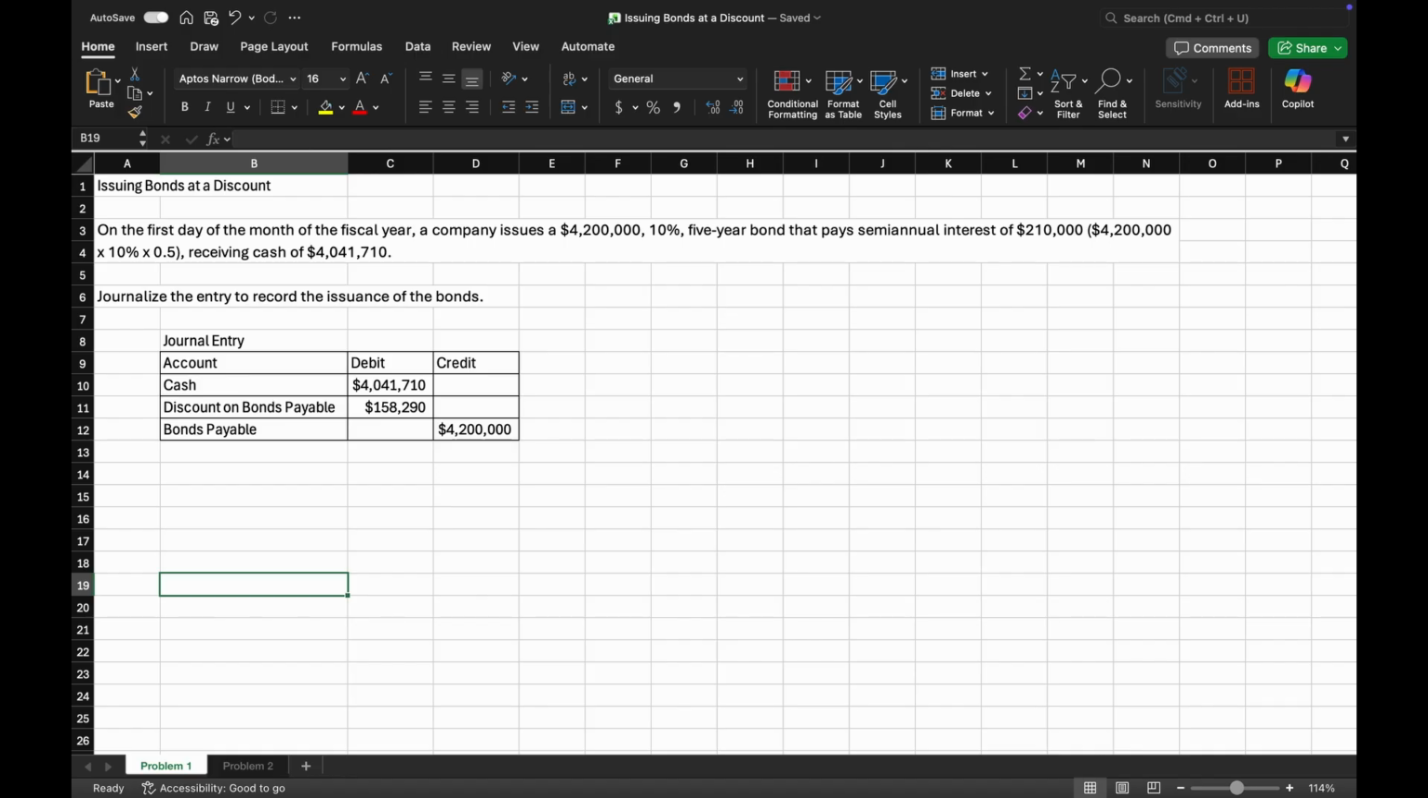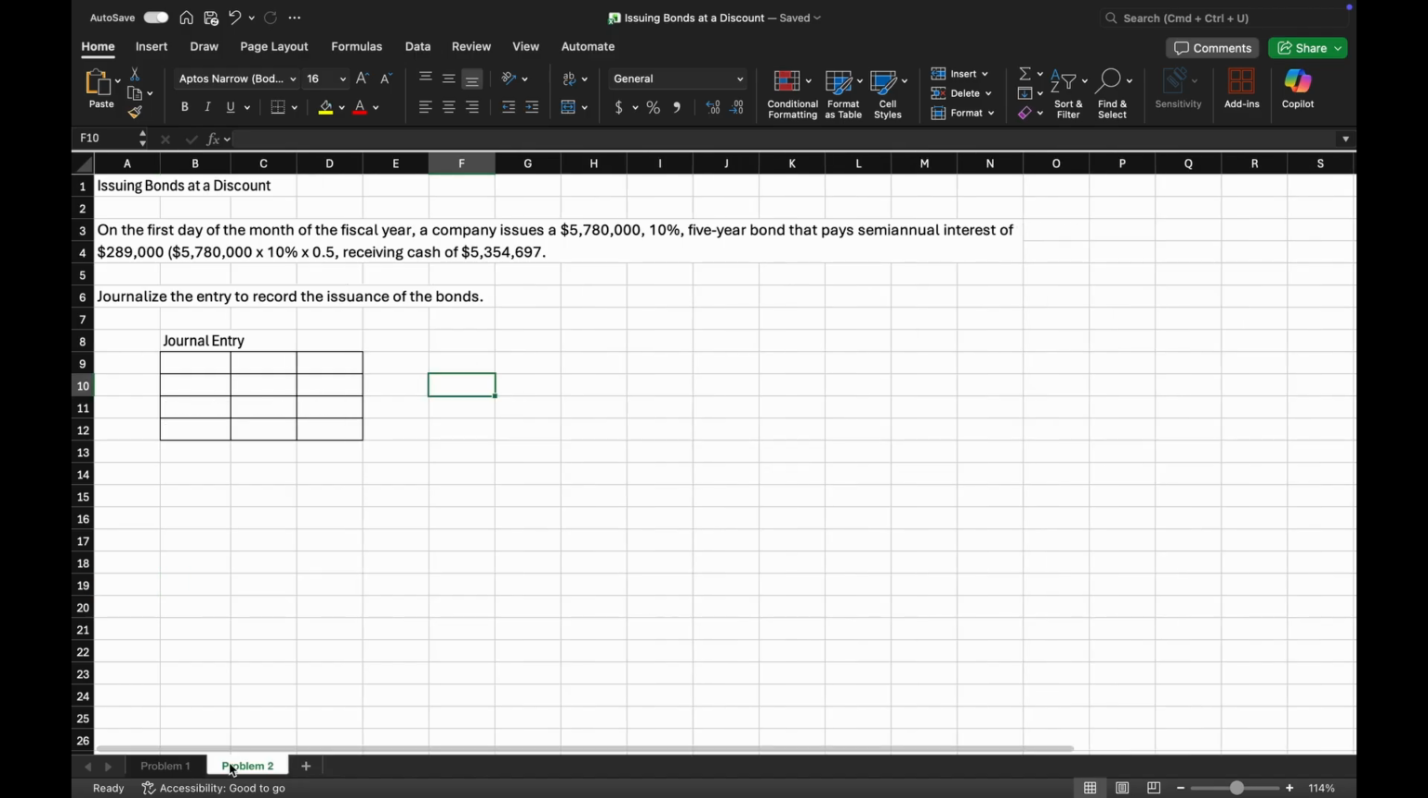All right, and now you have problem 1 done. Now, for the second practice problem. Let's say that on the first day of the month of the fiscal year, a company issues a $5,780,000 10% 5-year bond that pays semi-annual interest of $289,000, which comes from $5,780,000 multiplied by 10% multiplied by 0.5. Receiving cash of $5,354,697. Your job is to journalize the entry to record the issuance of the bonds.